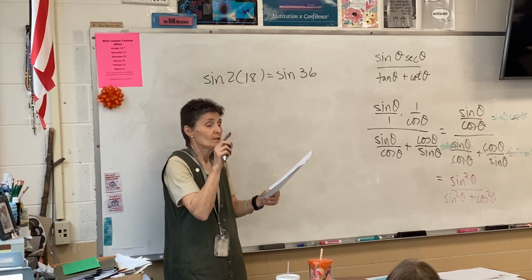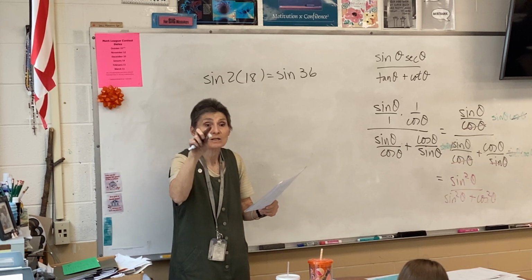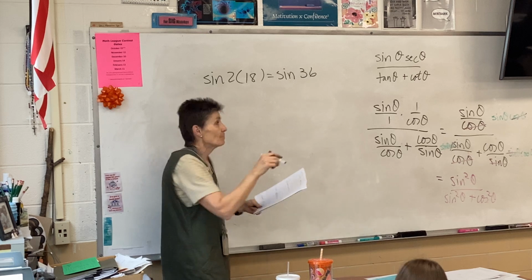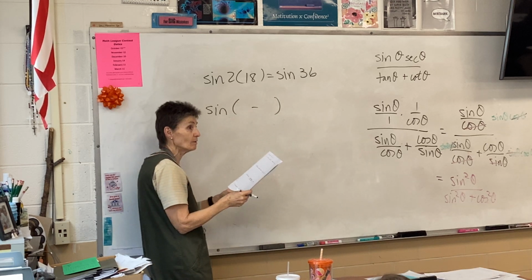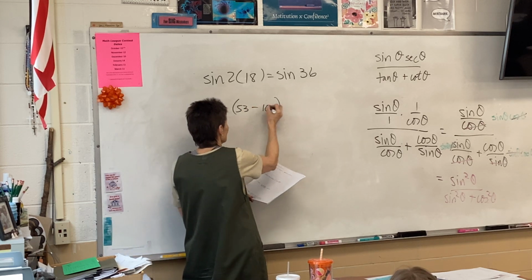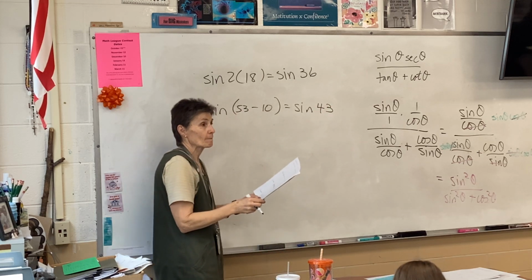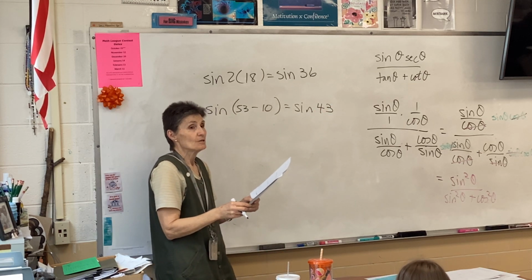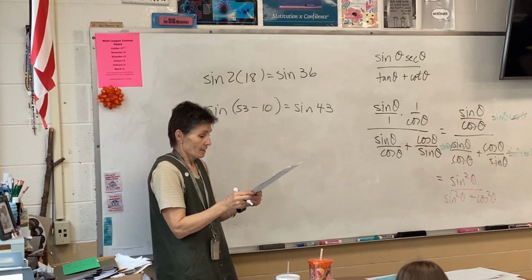I know the next one. Sine cosine minus cosine sine. That is a formula for the sine of angle minus angle, and it's 53 minus 10, so it's the sine of 43. Honestly, you shouldn't ever miss these. You have the sheet. It tells you what it is.